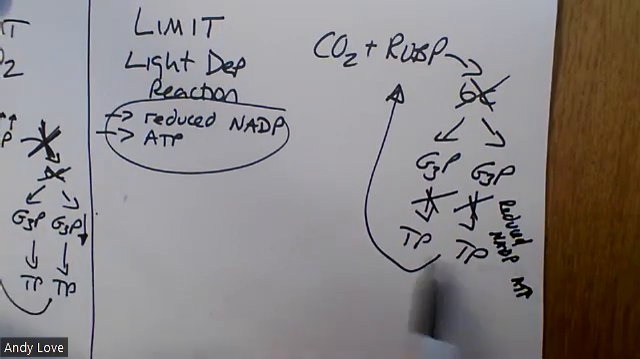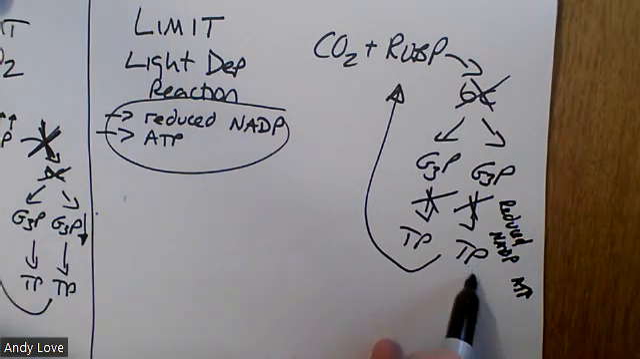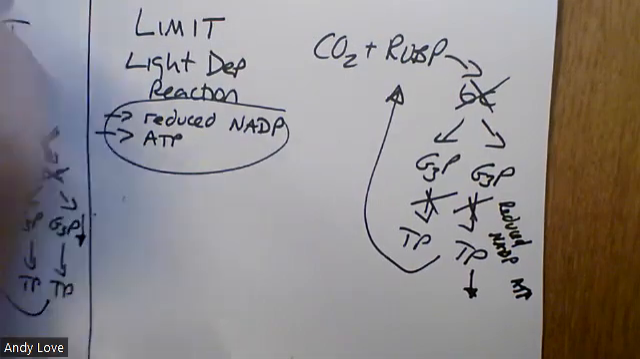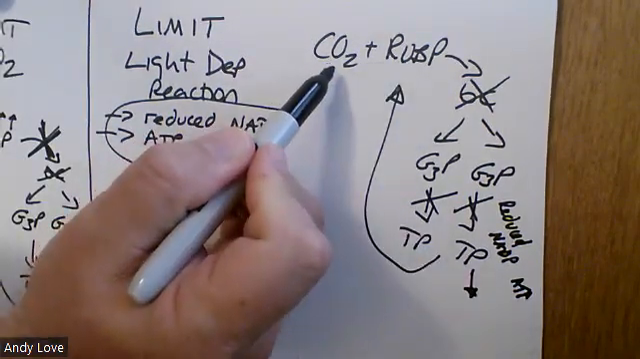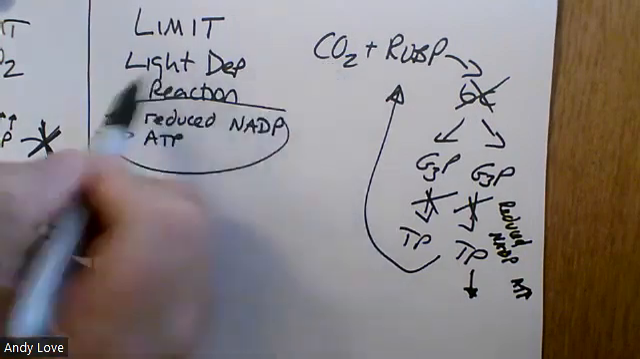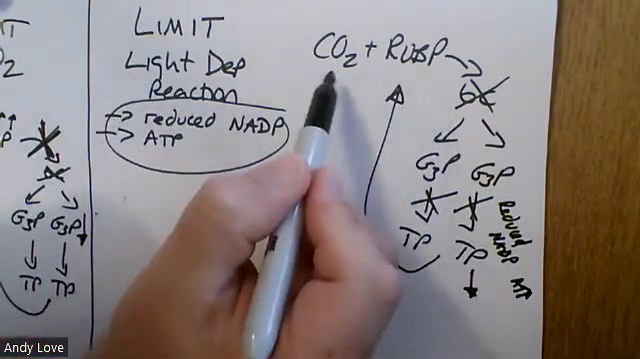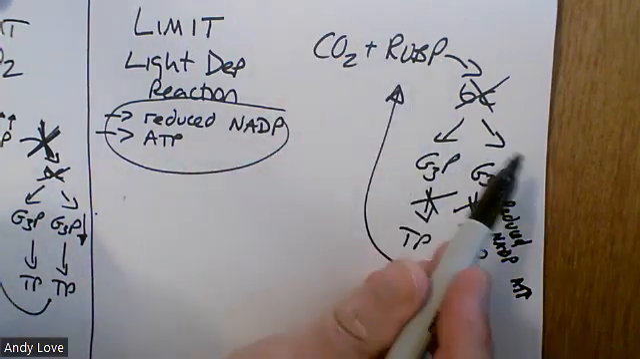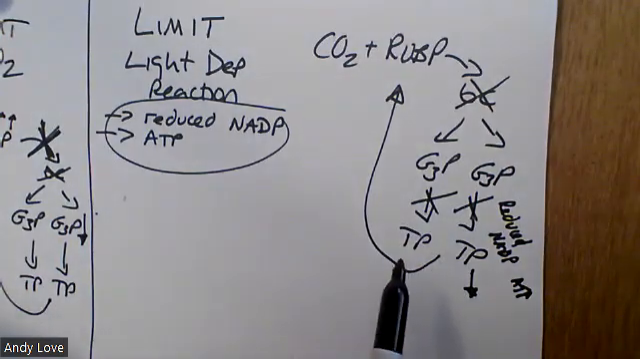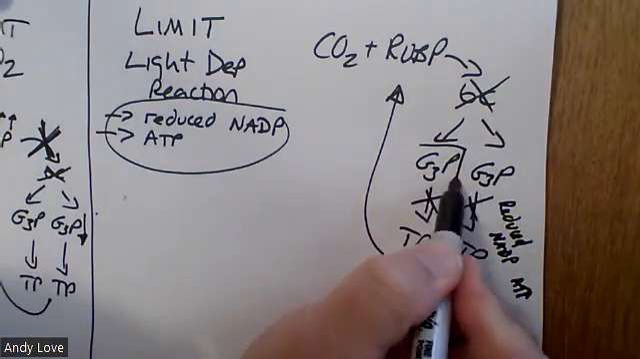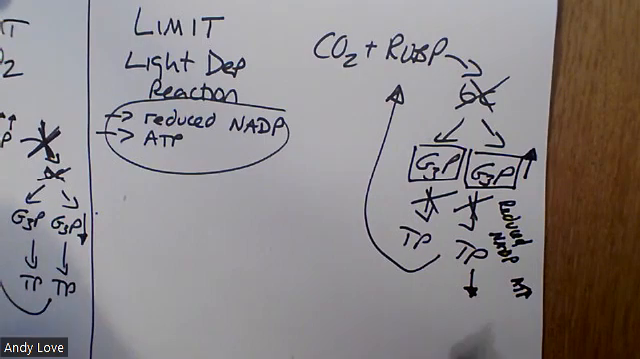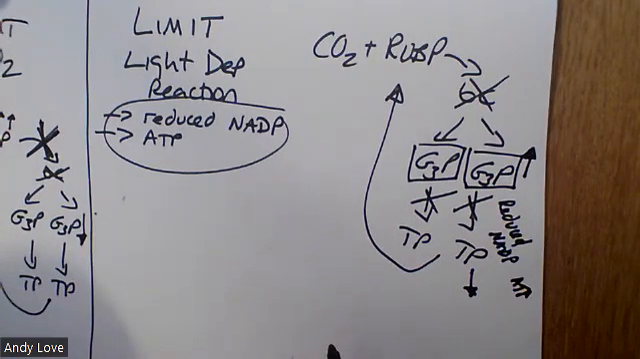If you can't do that, the TP is going to go down. Why? Because it's being turned into RUBP. The RUBP is still picking up carbon dioxide. Carbon dioxide isn't limiting, it's only light. So the RUBP is still picking up CO2, and that is then making G3P. So what's going to happen if we limit light? Well, G3P is going to build up, because it can't be reduced into TP.